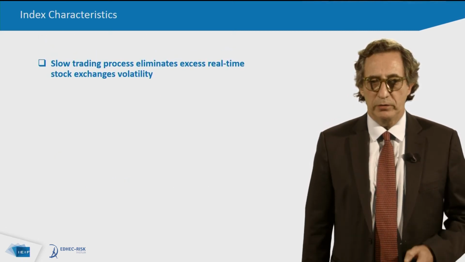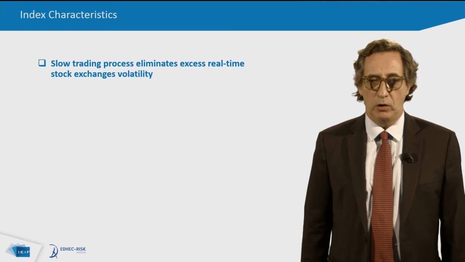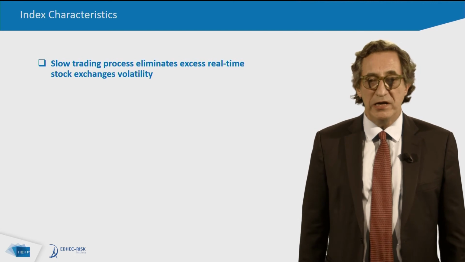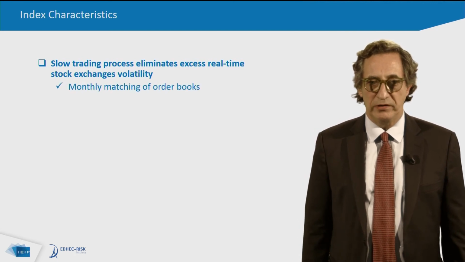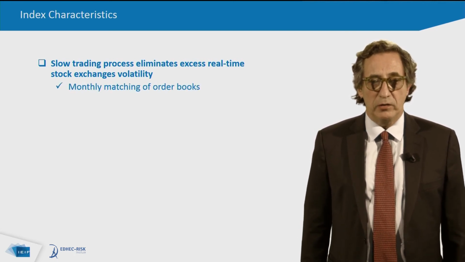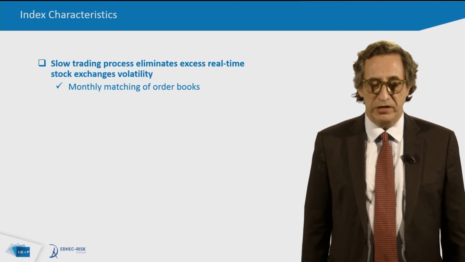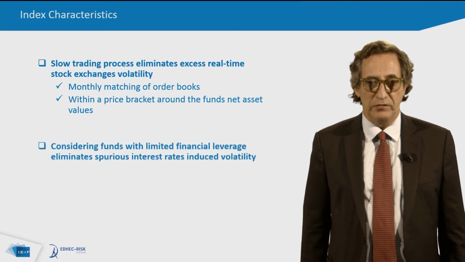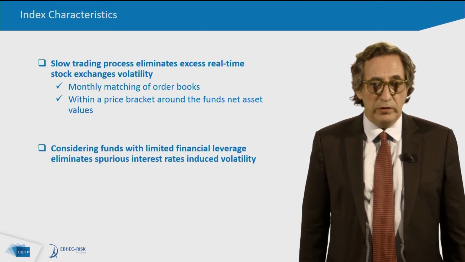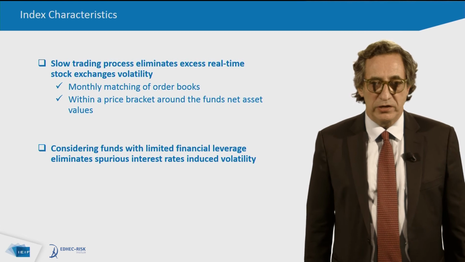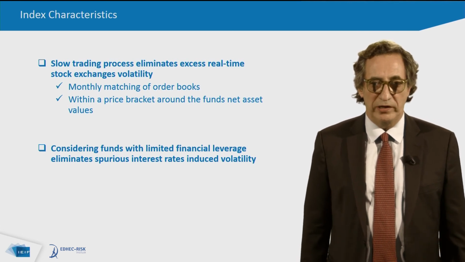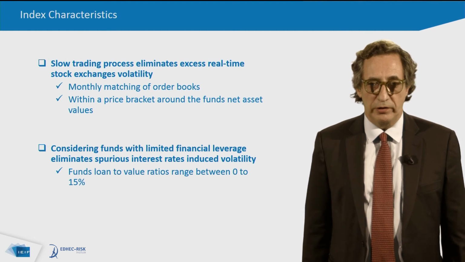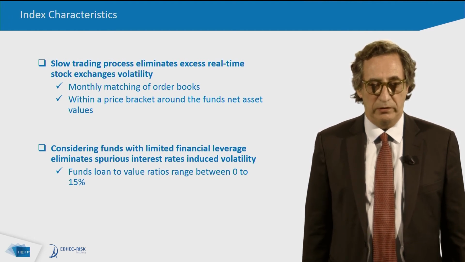Another issue is to capture the right volatility of the property market. The slow trading process eliminates excess real-time stock exchange volatility. The market is organized through a monthly matching of order books within a price bracket around the funds' net asset values. Considering funds with limited financial leverage also eliminates spurious interest-rate-induced volatility. Funds' loan-to-value ratios range between 0 and 15%, which is pretty low.